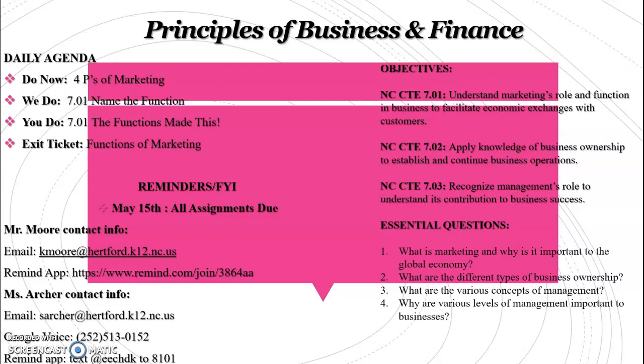We have 2 activities for today. One is the 701 name the function activity, and the 701 the functions made this, which you guys are going to be doing on your own. It's on the same sheet as the name the function. And then your exit ticket is functions of marketing. As a reminder, all these assignments are not due until May 15th.